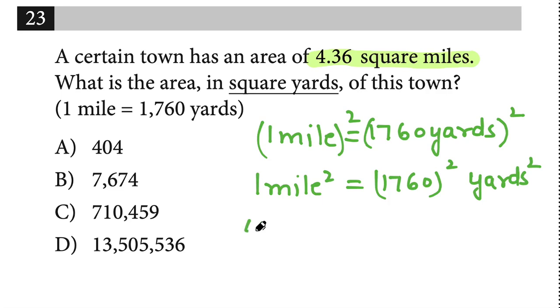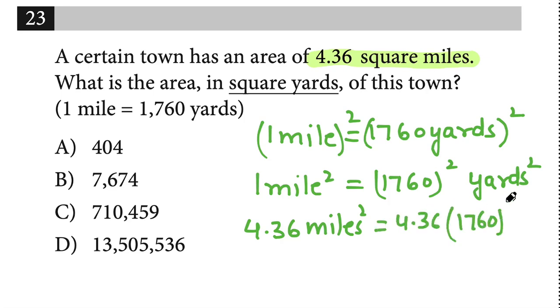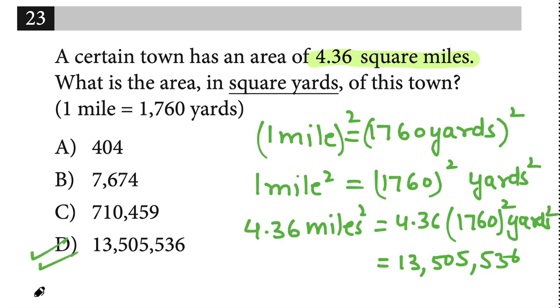Now we have to just put the value. 4.36 square miles is equal to 4.36 times 1760 squared square yards. Right? Now just use the calculator. Okay, so this is our answer. So this D is the right option.